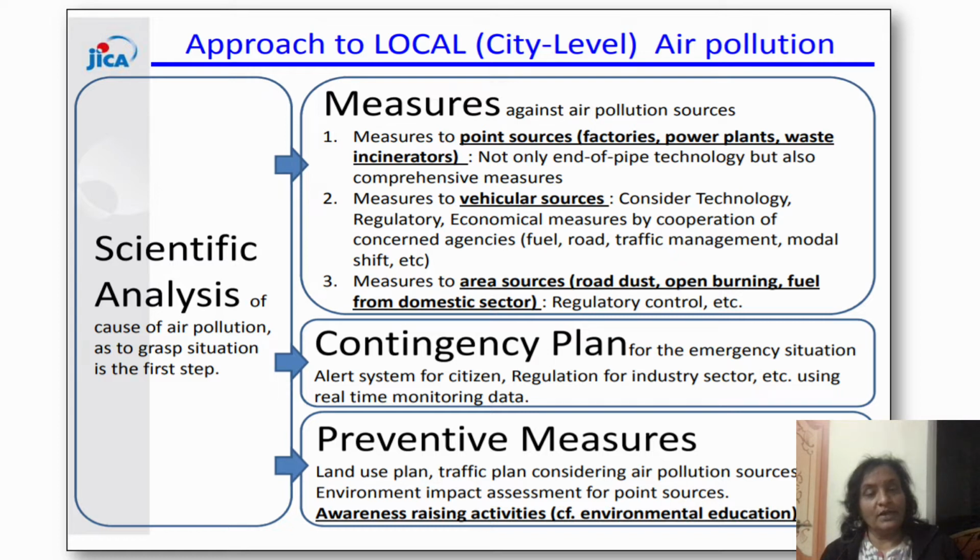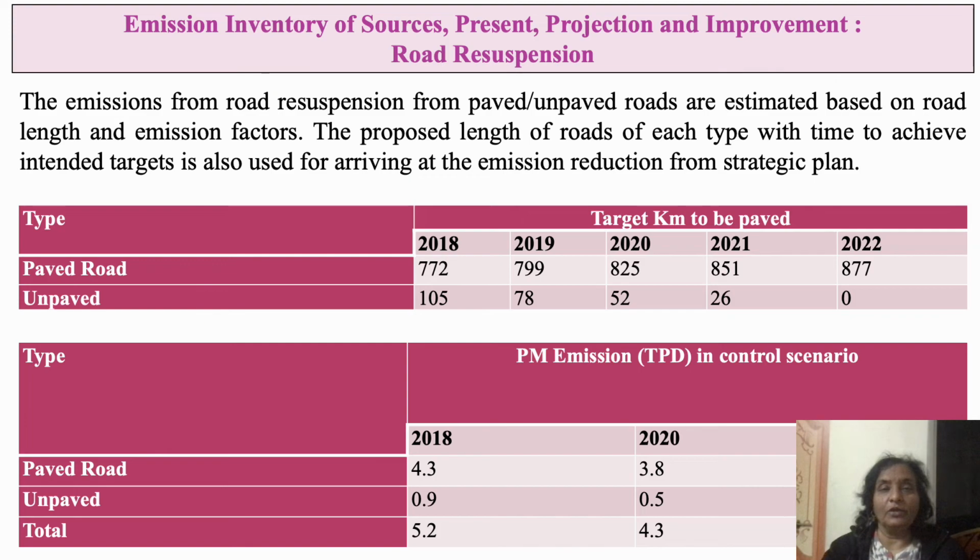We also provide a contingency plan for emergency situations, especially in industries, by giving an alert system to the citizens. Also, Delhi has a GRAP system for alerting as the air quality index changes. So that can be done. This is done by real-time monitoring data. Some preventive measures like land use plan, traffic plan, etc. can also be done for the abatement of air pollution at the local level.